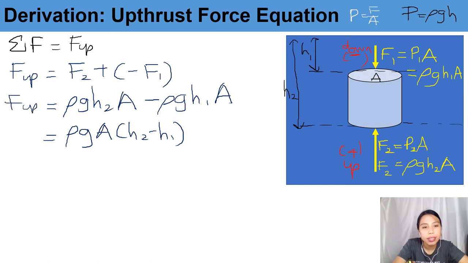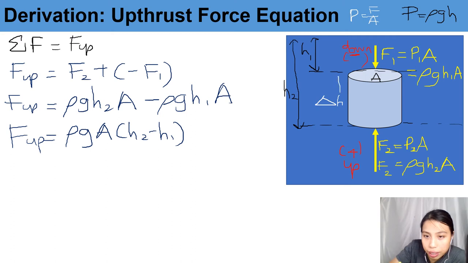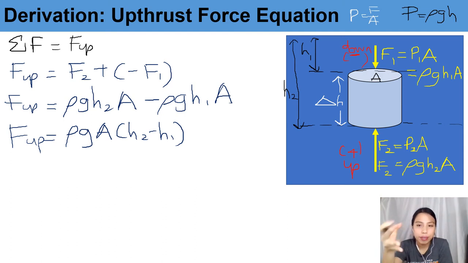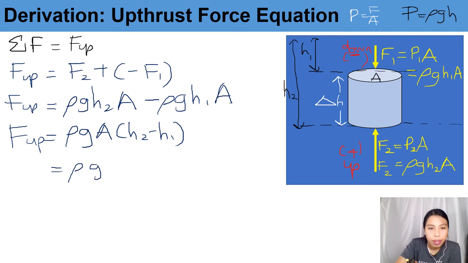This is F upwards. h2 minus h1 is basically this delta h of this container. Okay, h2 minus h1 is delta h, which is the height of that cylinder, the object. Short form a bit: rho g A delta h.